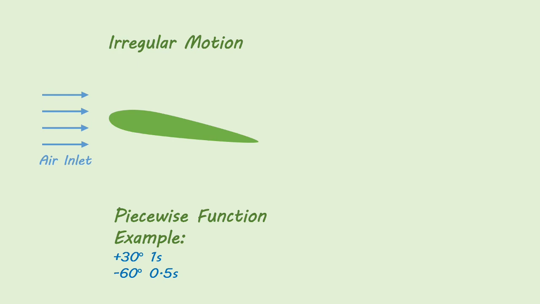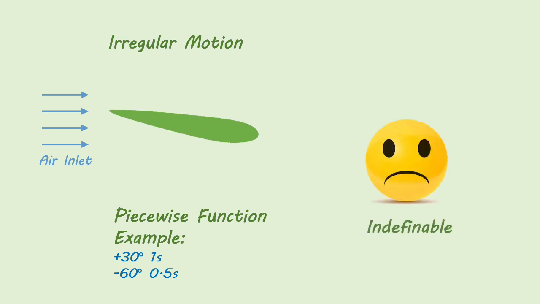If you are familiar with CFD simulation, you may have heard of the term user-defined function. For example, it could be a piecewise function that switches from a slow forward rotation to a fast reverse rotation at some point in time. However, the CFD optimizers currently available do not yet have the capability of user-defined functions.